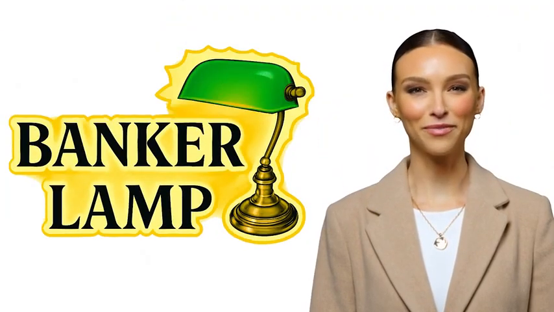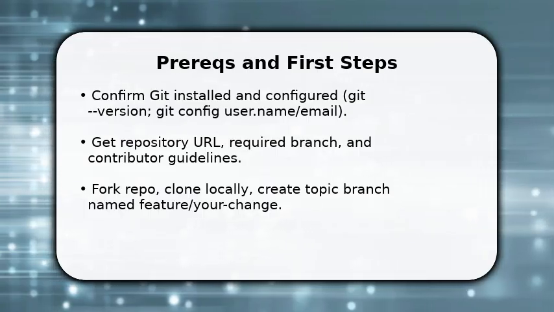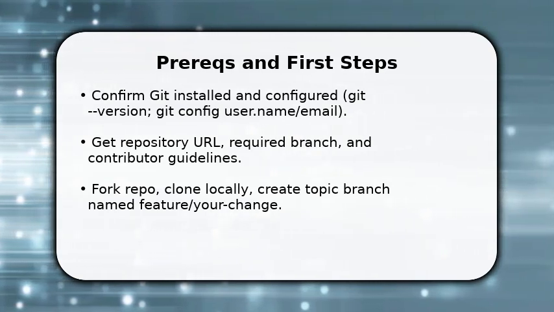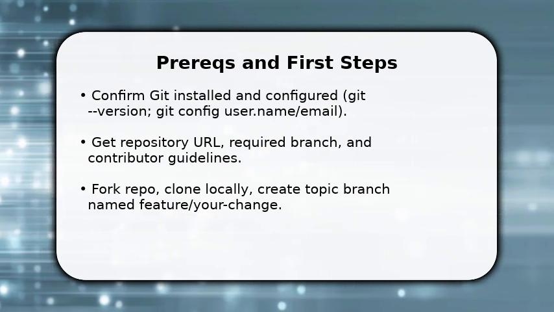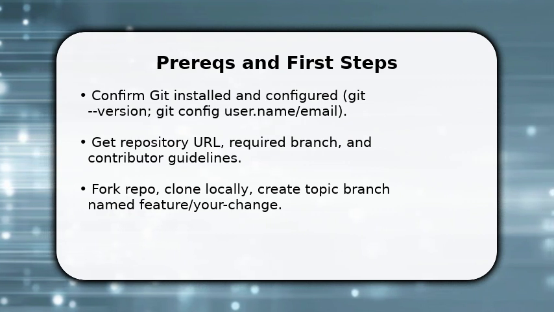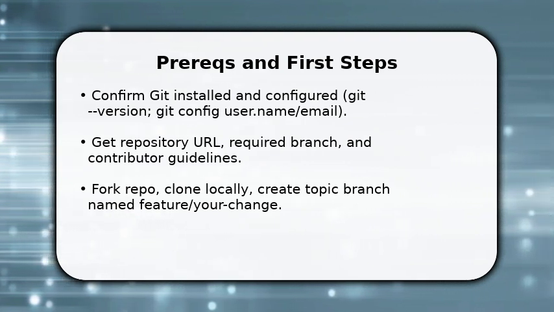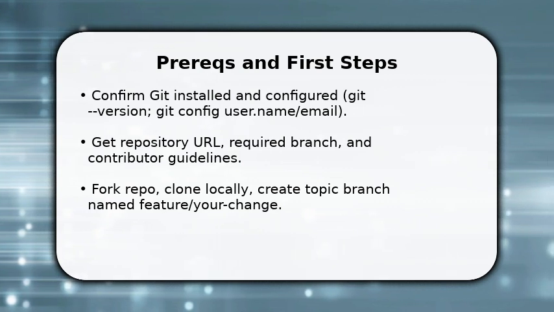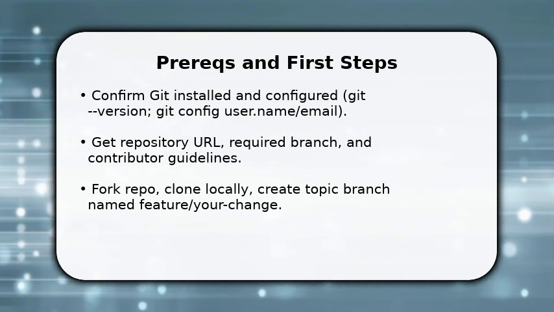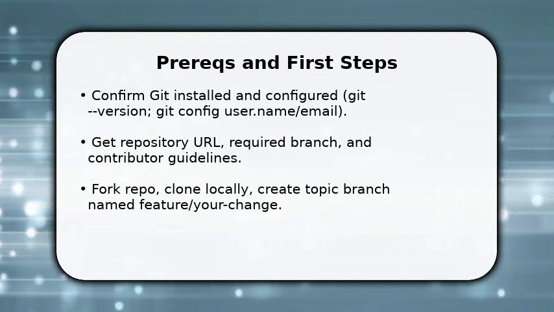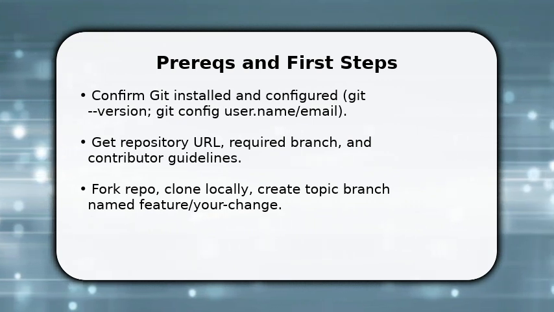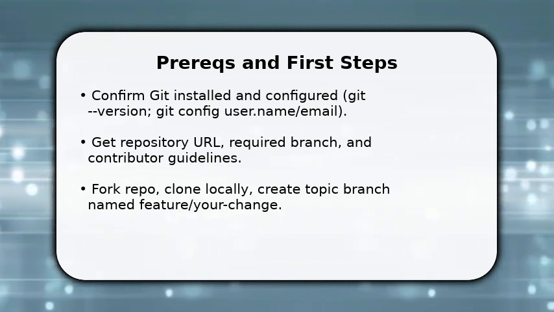Please enjoy the video. You start by confirming Git is installed and your identity is set. This avoids commit confusion later. Once done, read the project's contributor guideline to know branching and commit standards. Then fork the repository to your account and clone it locally. Make a dedicated topic branch immediately so you don't work on main. This sequence prevents accidental pushes and aligns your workflow with the project's expectations, making collaboration predictable and reviewable.